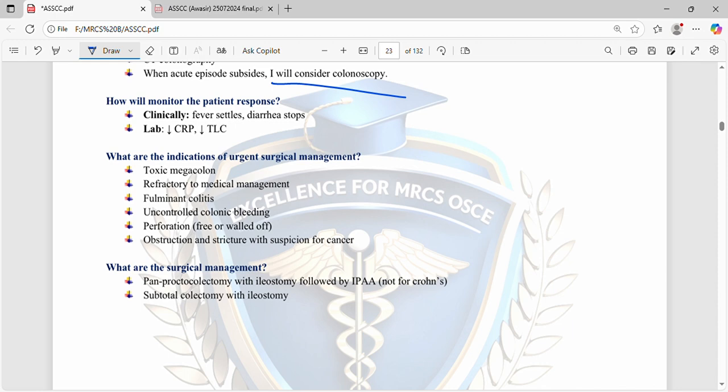What is the surgical management? Panproctocolectomy with ileostomy followed by IPAA. So IPAA is ileoanal anastomosis. So you will remove the whole colon, and you can do ileoanal anastomosis, but not for Crohn disease. Still, you can have disease in the anal region.